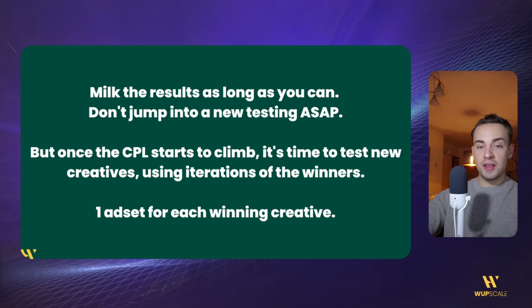Once the CPL starts to increase, you can add cost caps to try to stabilize it, or you can start testing some new ads, but always make sure to scale your winners, don't pause good ads, and always make iterations on your best performers so you have more ads to test every week. So this is my system to find winning ads.